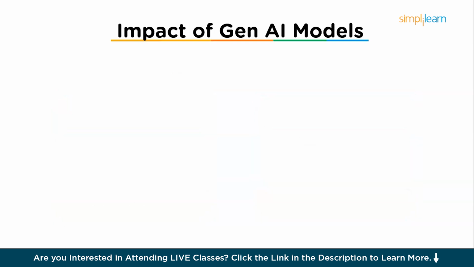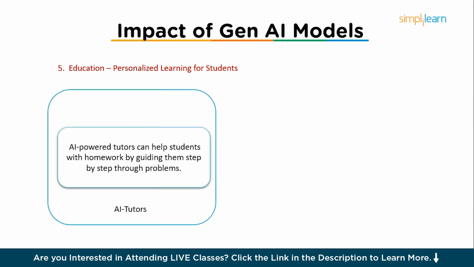Now moving on to the fifth one, we have education. That is personalized learning for students. AI is making education more personalized and accessible. The first one is AI tutors. AI-powered tutors can help students with homework by guiding them step by step through problems. For example, a student stuck on a math problem can get hints and explanations from an AI tutor available at any time.